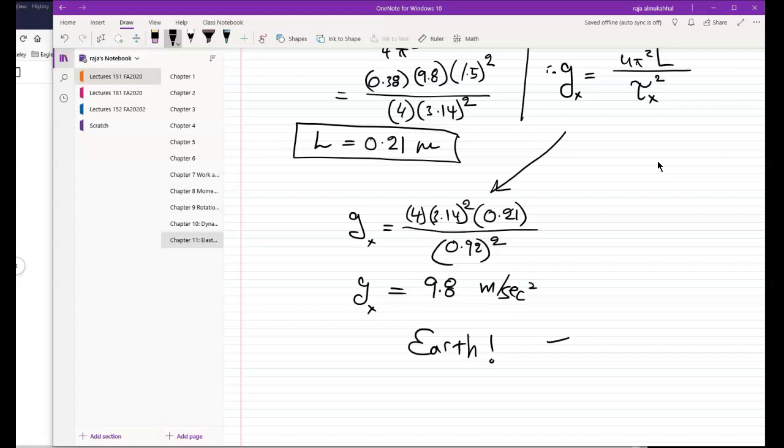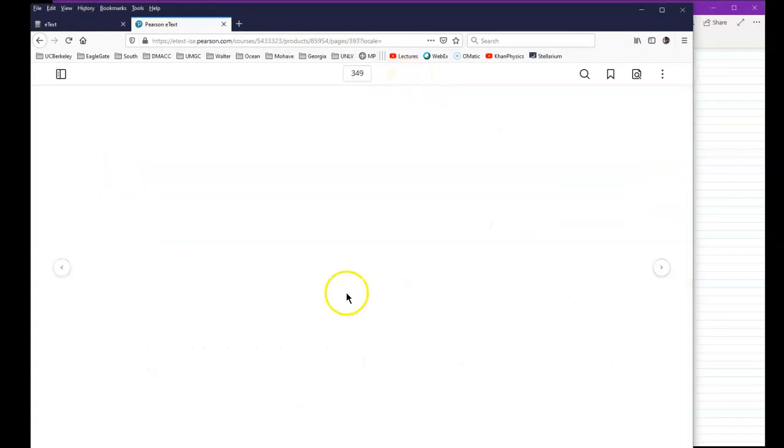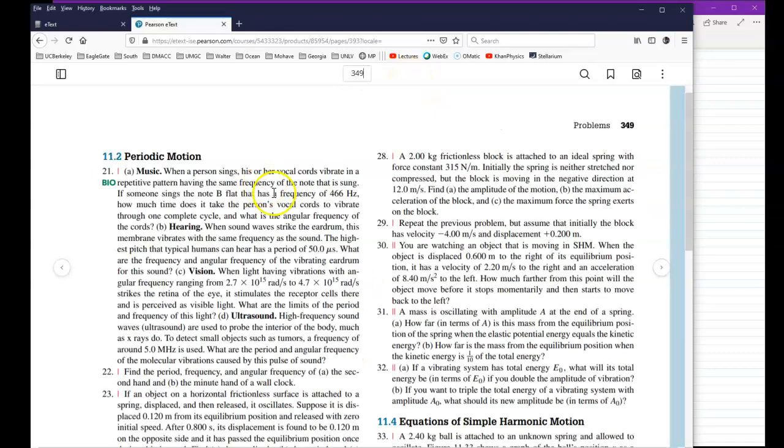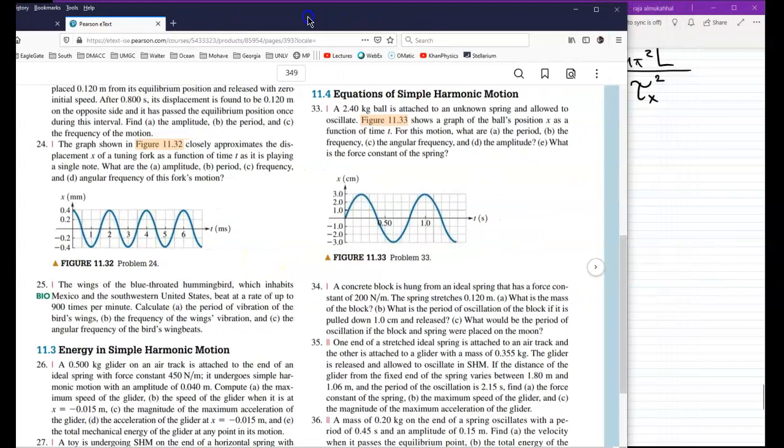Let me do the easiest one first, which is number 24. And that's on page 349. There we go. See, this one is also homework. Again, this stuff is not difficult at all. Don't panic. I'll show you how to do it.